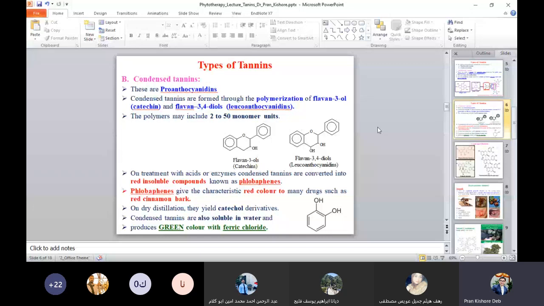So in the whole syllabus, you will find a maximum of three to five differences like this. Remember all the differences for your exam, because in your final exam, I will definitely ask differences. How many differences have you studied so far? Differences between the condensed and the hydrolyzable. Now, in phytotherapy, so far, how many differences have you studied like this?